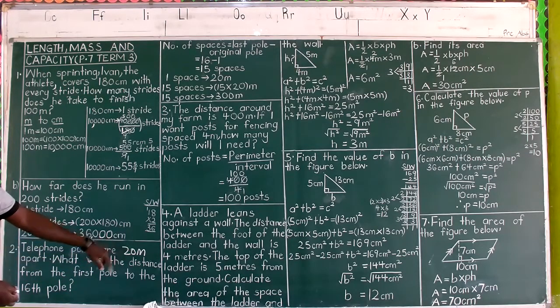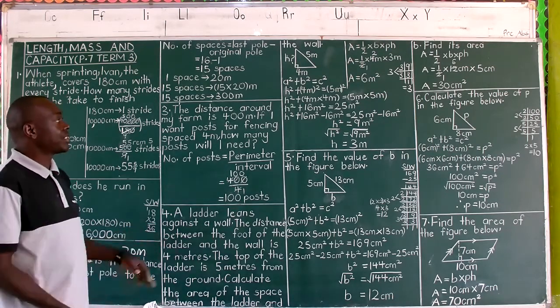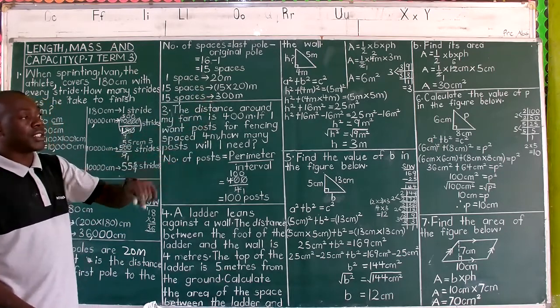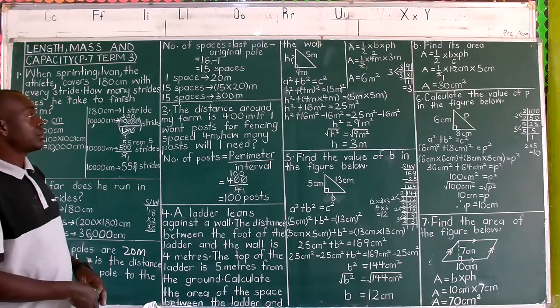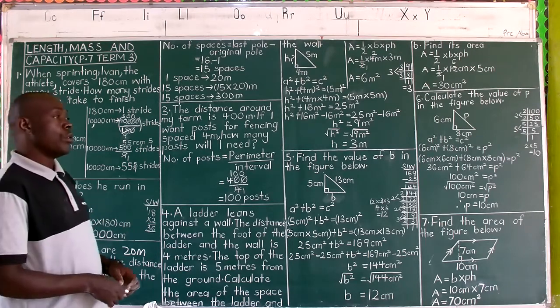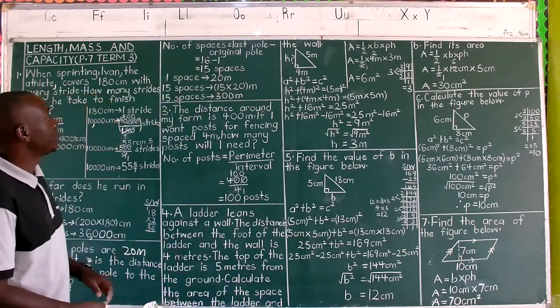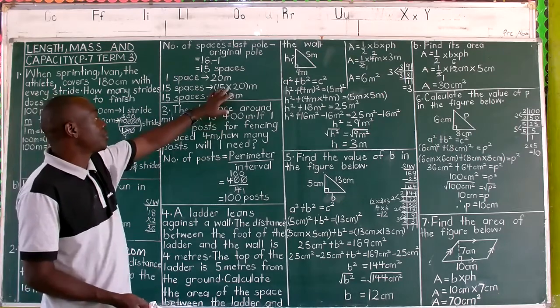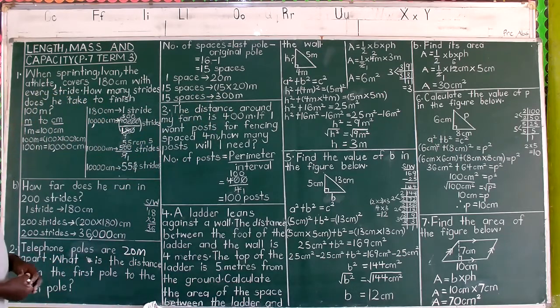I beg your pardon, it was supposed to be 20 meters. They are spaced 20 meters apart. So every space, that is from the first to the second, then second to the third, third to the fourth, I've got that interval of 20 meters. So every space is of 20 meters, and there are 15 spaces found. 15 times 20 gets 300 meter distance between the first and the 16th pole. And now we go to number 3.